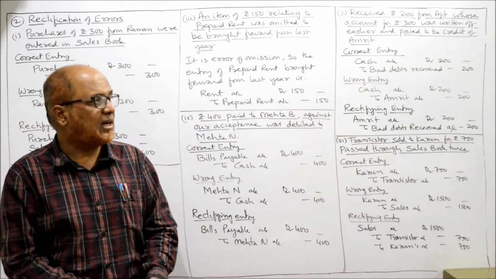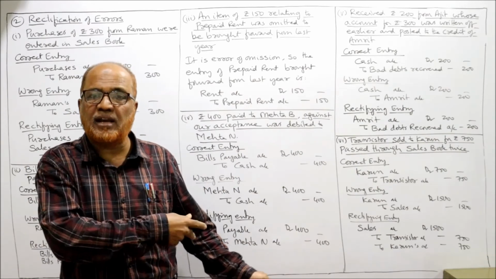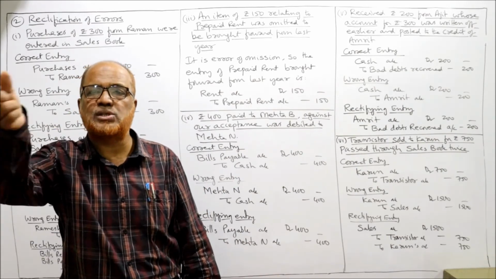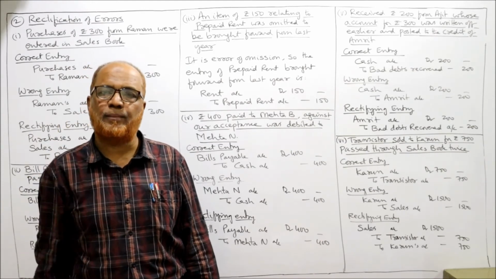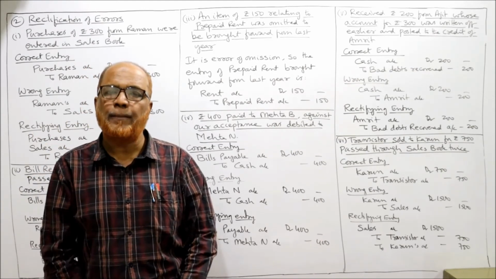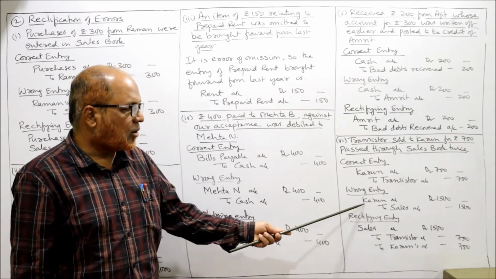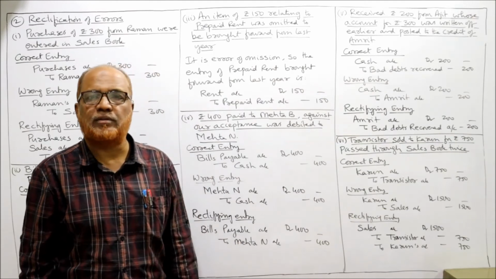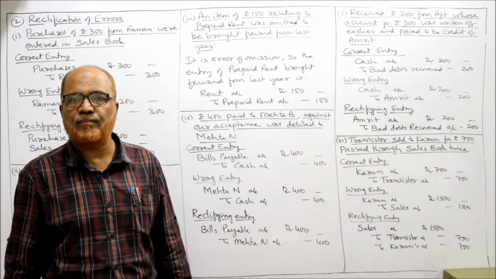But one more thing is there, it was entered twice, not once. Two times this entry has been passed. Karun account debit to sales, again Karun account debit to sales. How much? 750, 750. So 750 plus 750, 1500. So the entry will be Karun account debit to sales 1500 rupees. So we have made more than one mistake.